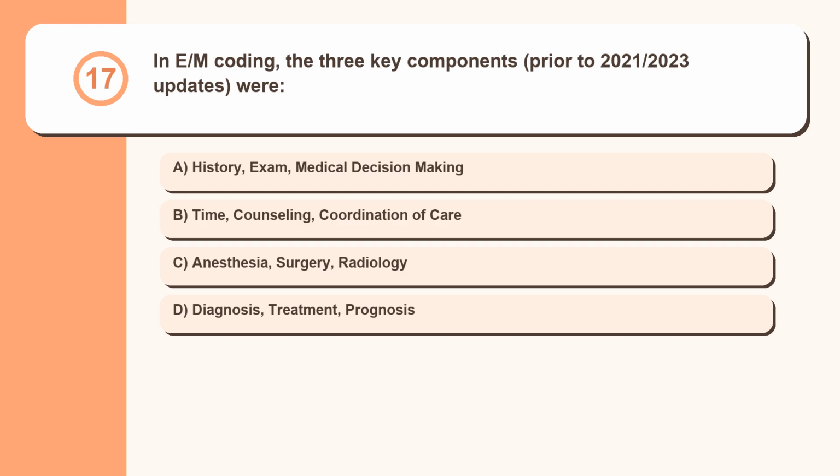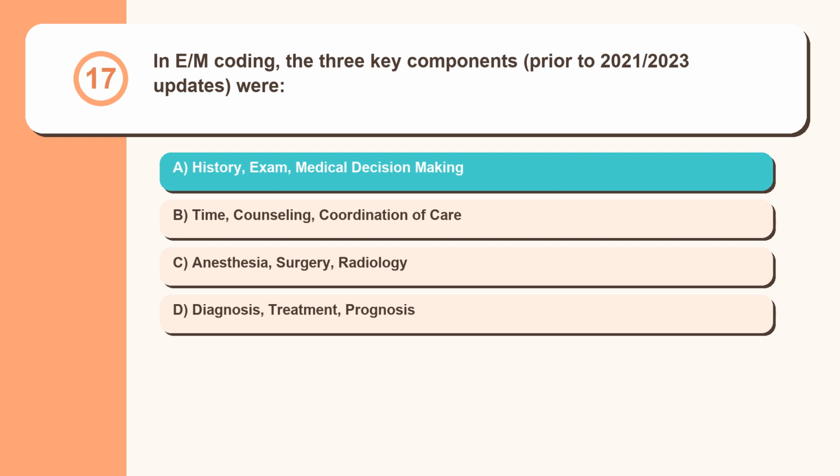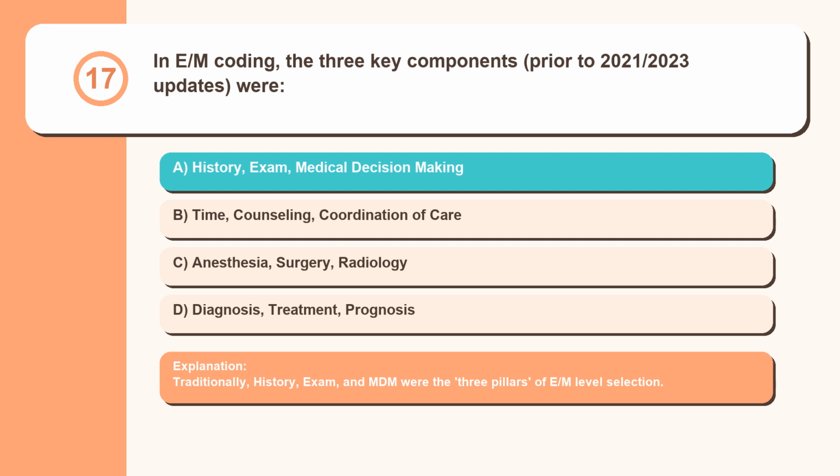Question 17. In E/M coding, the three key components, prior to the 2021/2023 updates, were: history, exam, medical decision-making; time, counseling, coordination of care; anesthesia, surgery, radiology; diagnosis, treatment, prognosis. Traditionally, history, exam, and MDM were the three pillars of E/M level selection.